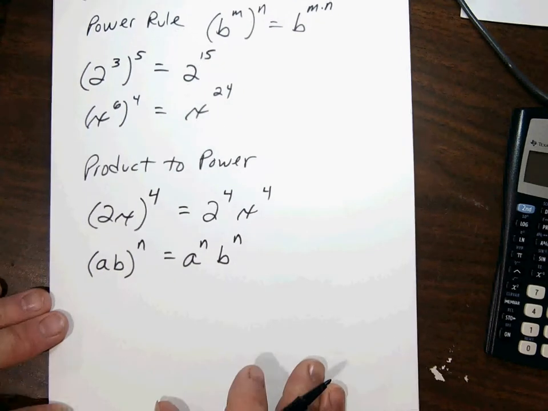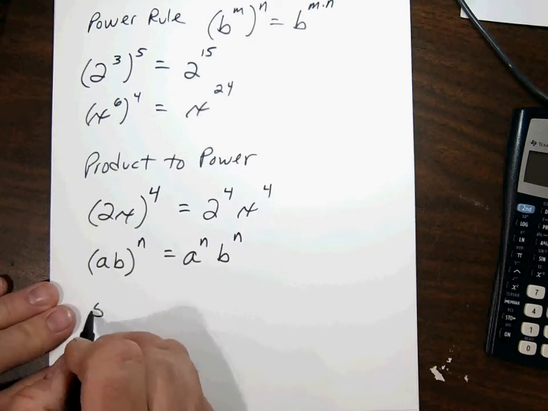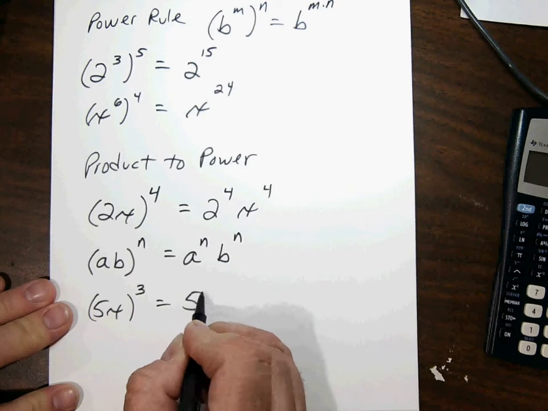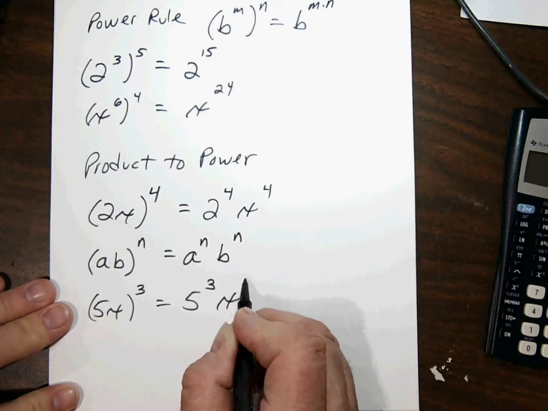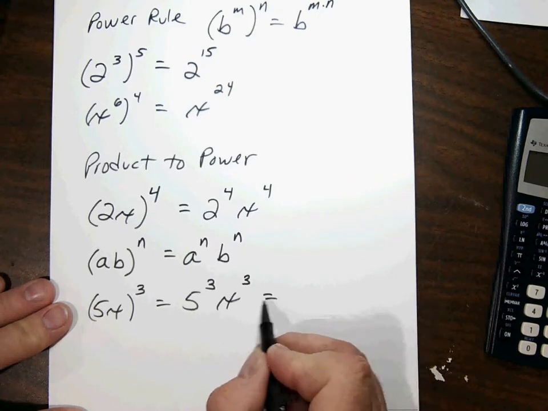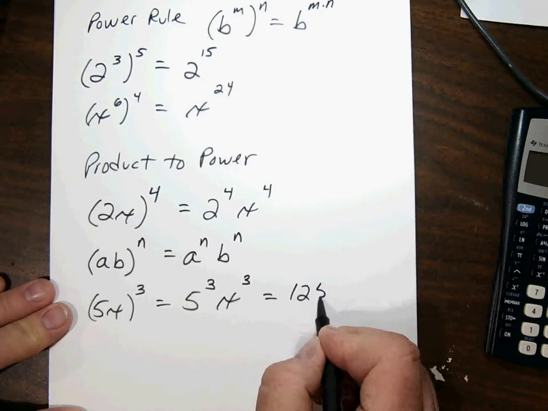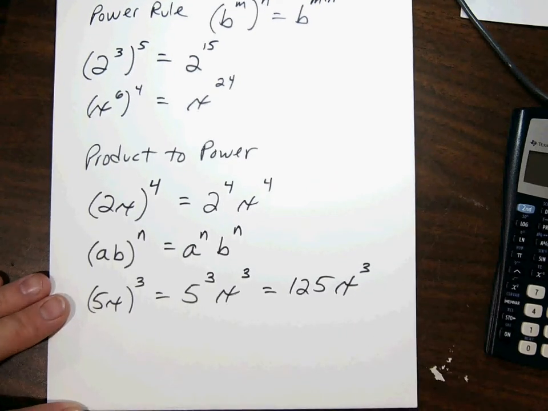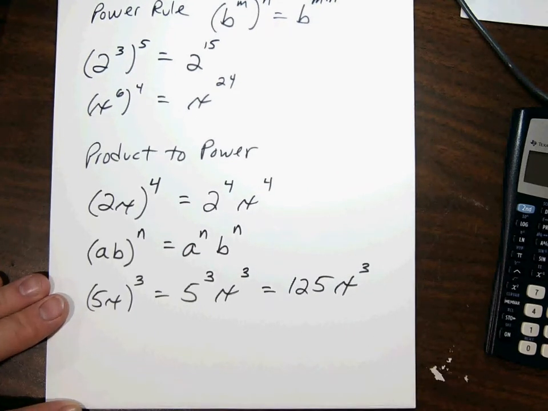Okay, let's practice that a little bit. How about 5x, everybody cubed here? That equals 5 cubed times x cubed. Okay? Now we might want to take it all the way home here. 5 cubed is some number, right? We can figure out what that is. And we'll call that 125 x cubed.